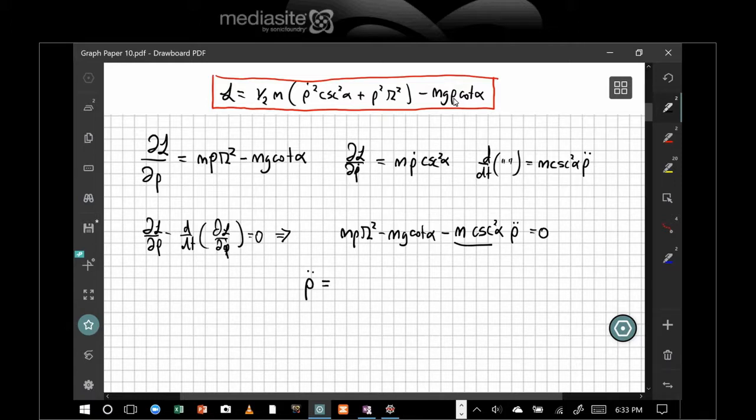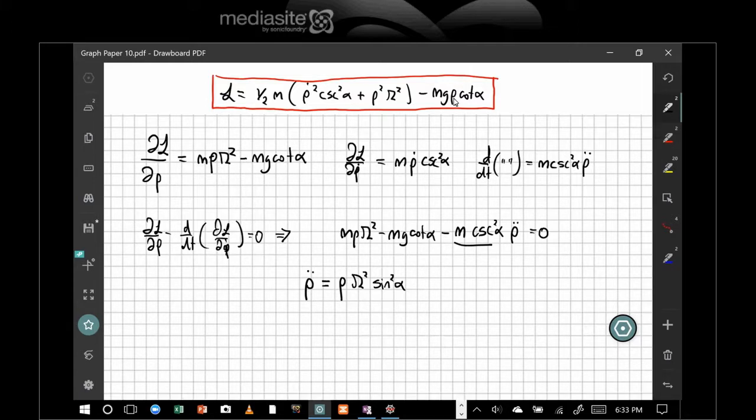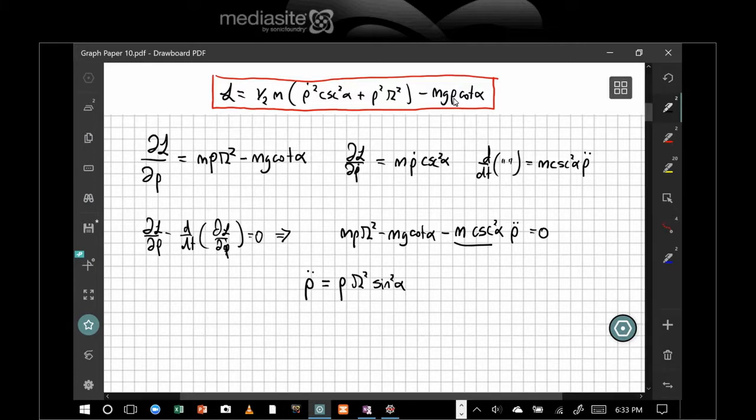And this is going to be equal to, when I take 1 over cosecant squared, it is sine squared, so I'm going to get rho omega squared sine squared alpha. And then I'm going to get cotangent divided by cosecant squared. Playing with trigonometry, you can show that's just equal to sine times cosine. And so the masses cancel out, and I'm going to get minus g times sine alpha cosine alpha. Again, these are just constants. That's my equation of motion right there.